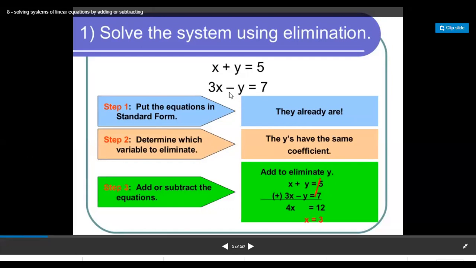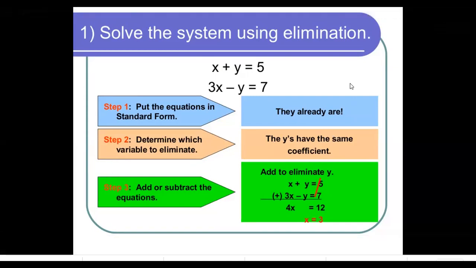x plus y equals 5, 3x minus y equals 7. In this question, I want to focus on x or y. Please try to check the coefficient before the first x. The coefficient here is what? 1. And for the second one is 3. Then this is 1 and this is 3.